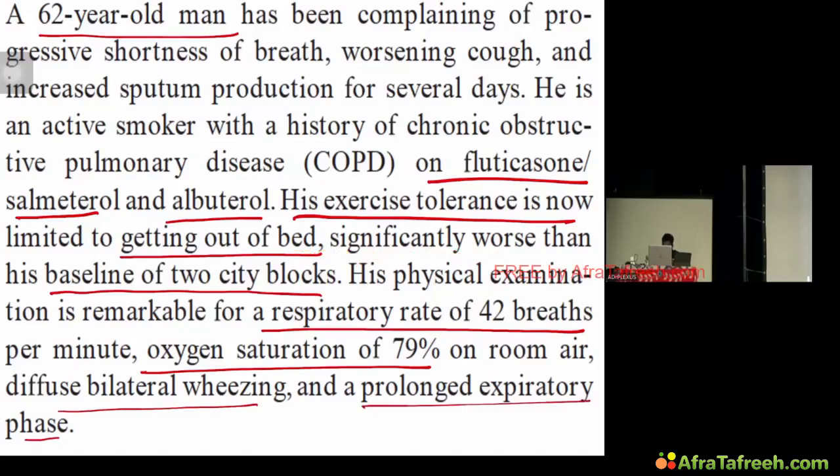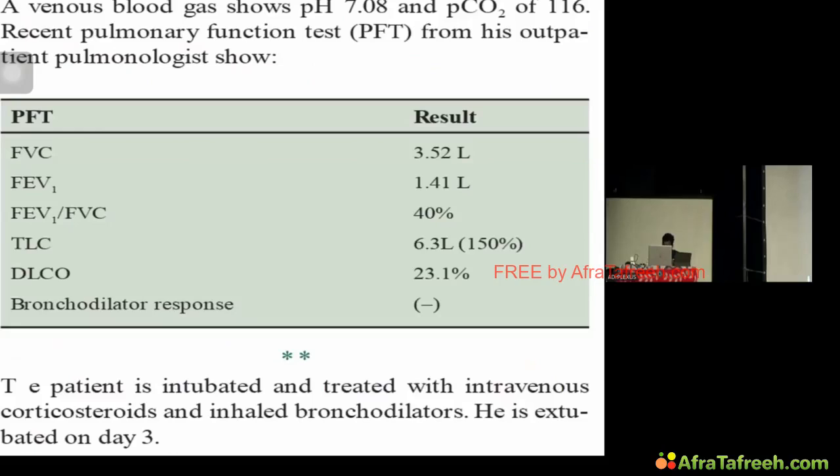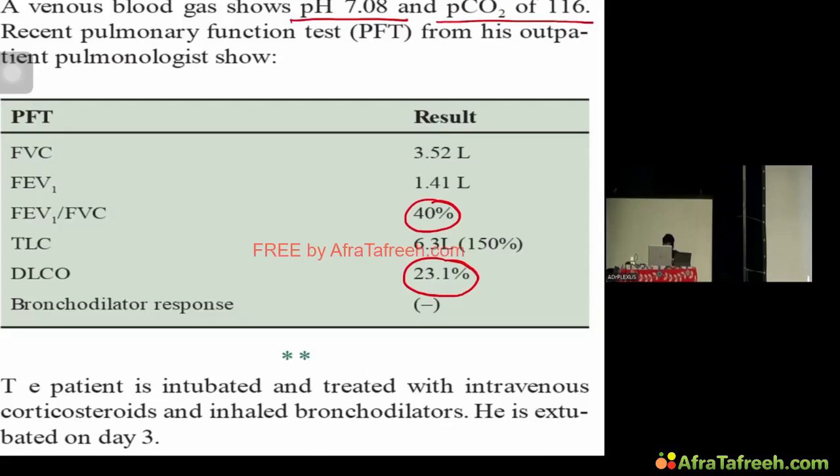So typical of COPD, the patient is coming to you. Okay, this is the ABG. Okay, and pH shows acidosis, PCO2 is 116. So respiratory acidosis is there. And if you take the FEV1 by FVC percentage, 40%, DLCO is 23%. The patient is intubated and treated with steroids and inhaled bronchodilators, and he is extubated on day 3.